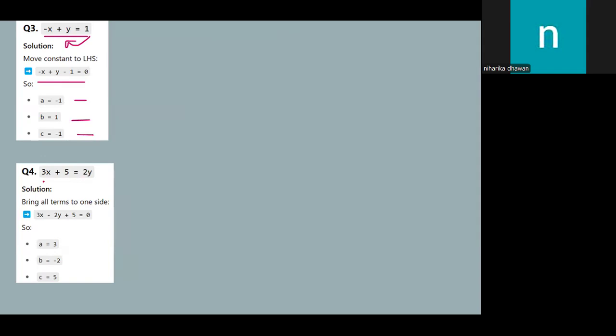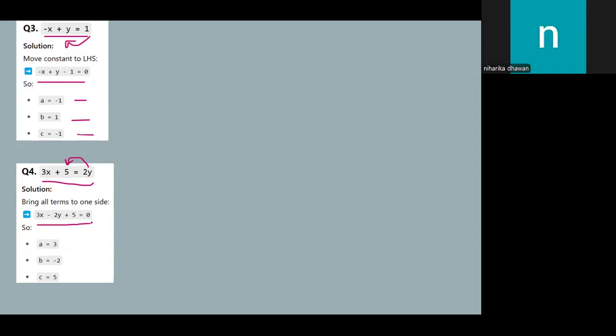Fourth question is 3x plus 5 equal to 2y. Again here we will shift 2y to the left hand side. We don't have to do anything else. We just have to shift all the terms to the left hand side and we should have only 0 on the right hand side. So here we have written 3x minus 2y plus 5 equal to 0.